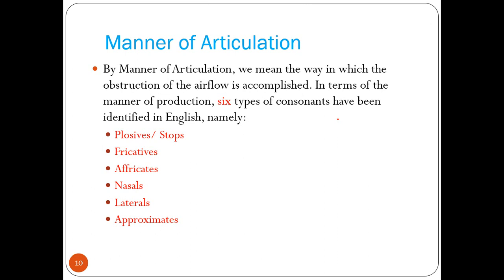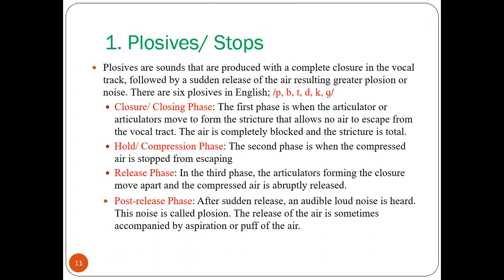So let's move on to the classification of consonantal sounds into 6 different types. The first one is plosives, also known as stops. The second classification is fricatives, the third affricates, then we have nasals and then laterals, and the last one is the approximants, or sometimes we call them semivowels. So let's try to discuss and understand each one of them.